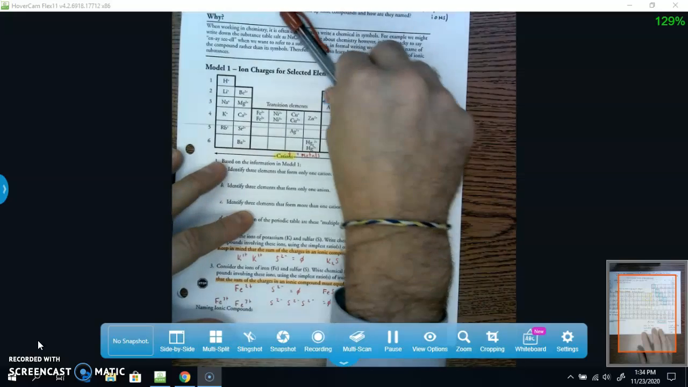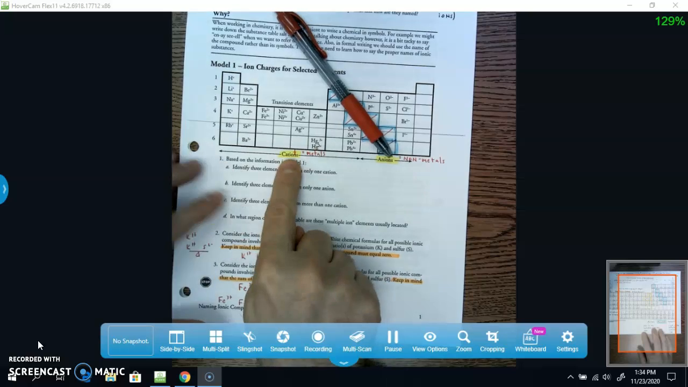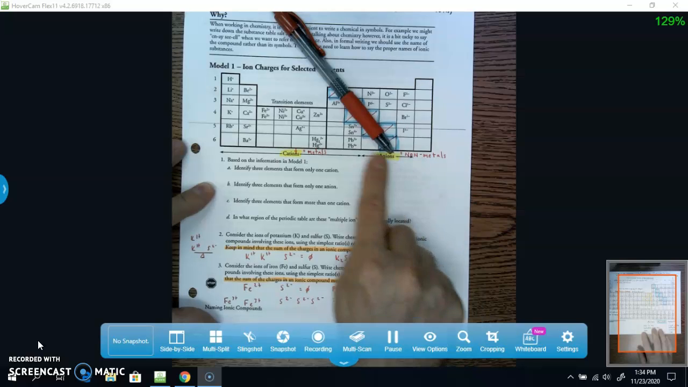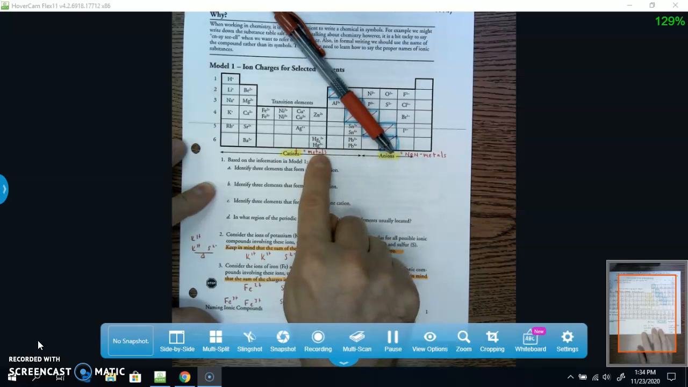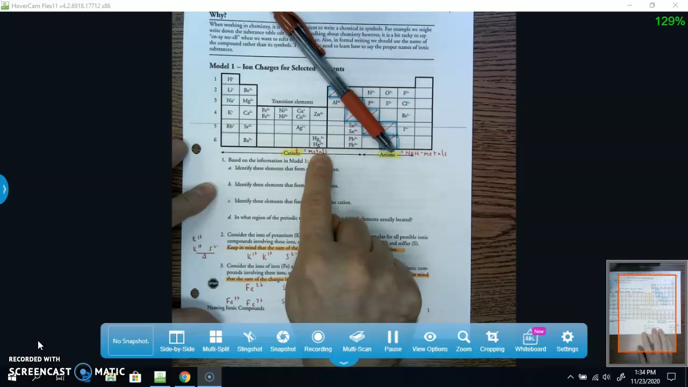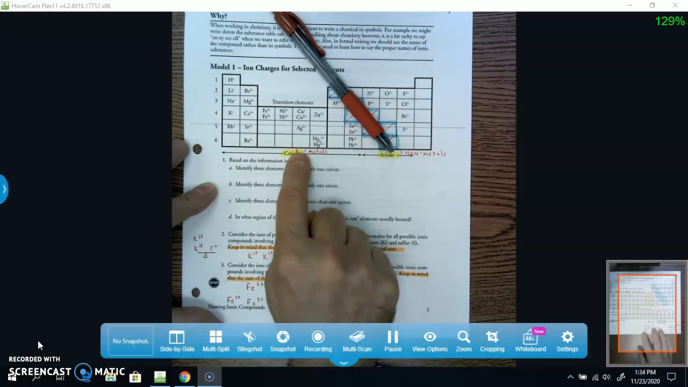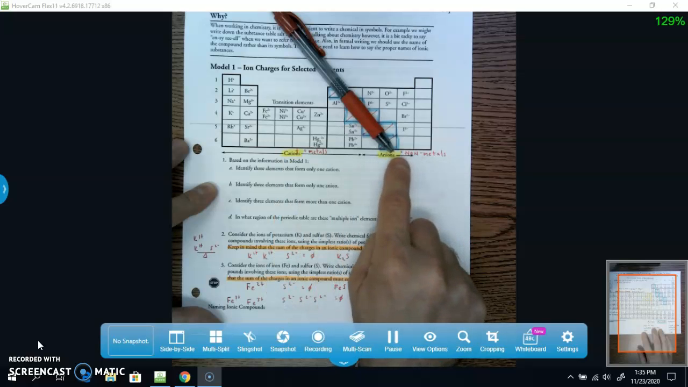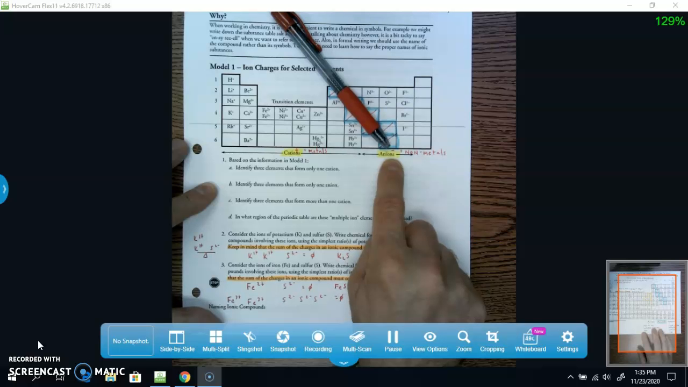So the POGIL packet in Model 1 gave us information about cations and anions, but mixing in the review that we just did, we know that metals are to the left of the metalloid stair-step line. So this supports the concept that metals like to lose electrons to take positive charges, becoming cations, and conversely, nonmetals like to gain electrons, taking negative charges, and we call those anions. So cations have positive charges and anions have negative charges.